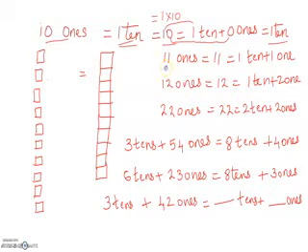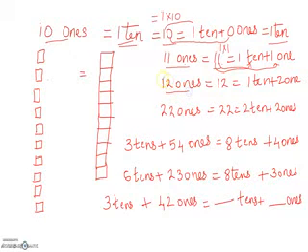Similarly, we can see that 11 ones is equal to 1 ten and 1 one. 11 ones means 11 times 1, that is 11 into 1, that is 11. And the expanded form of 11: this 1 is in the tens place, so 1 ten plus, and this 1 is in the ones place, plus 1 one.